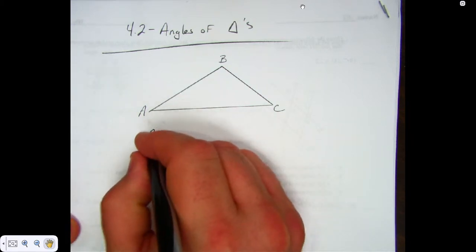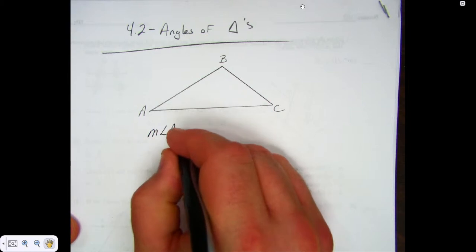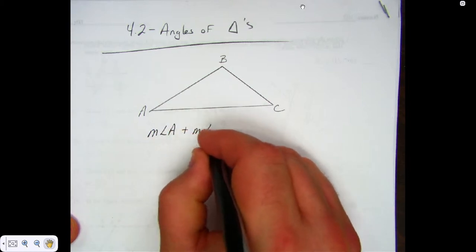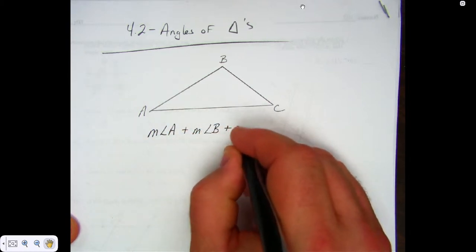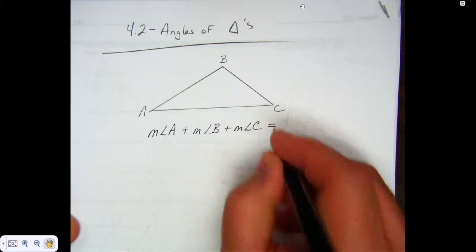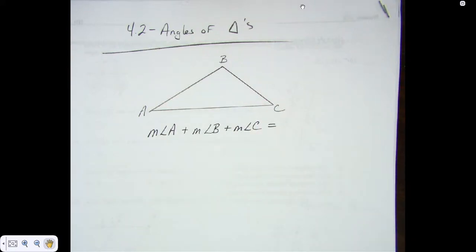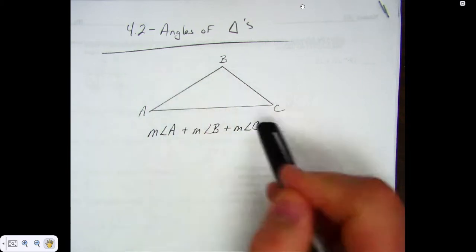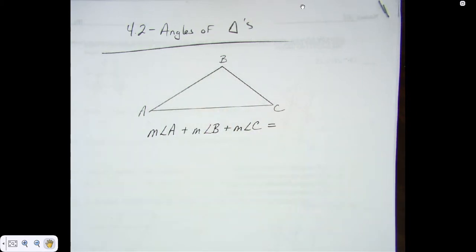In a triangle, what am I talking about? What if you were reading that to yourself, how would you read that? Measure of angle B plus measure of angle C. Correct. So what am I saying? I'm saying the measure of these angles, all added together, must equal something.